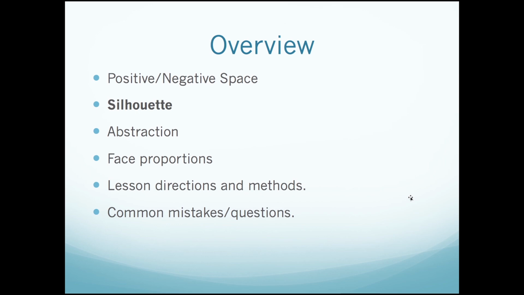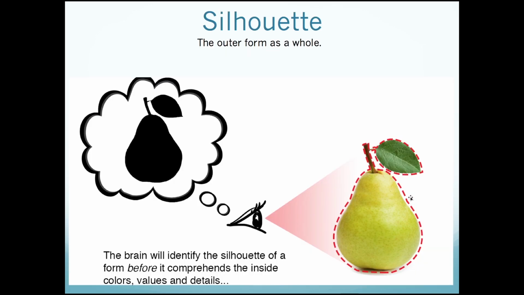Moving on to silhouette, you'll see why this is important. A silhouette is the outer form of a thing as a whole. The way our brain works is that we will look at the outside of a thing before we start to process the inside of the thing. So you'll see the overall shape of the thing just as from a distance, before you notice the color, the patterns, the textures, and so on.